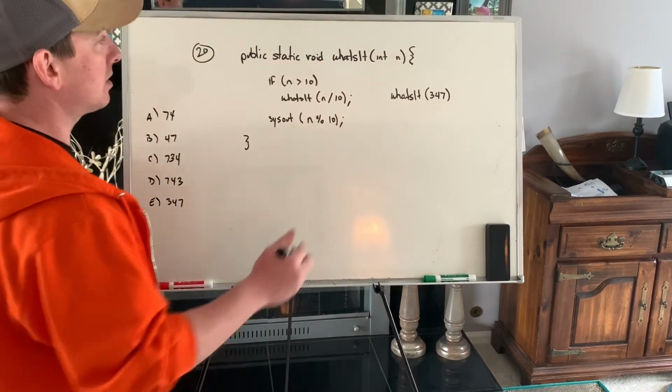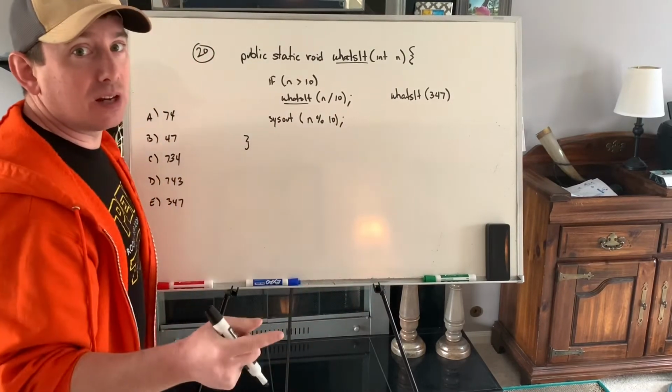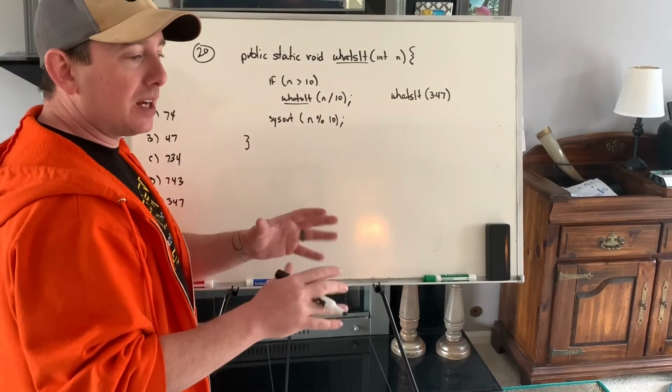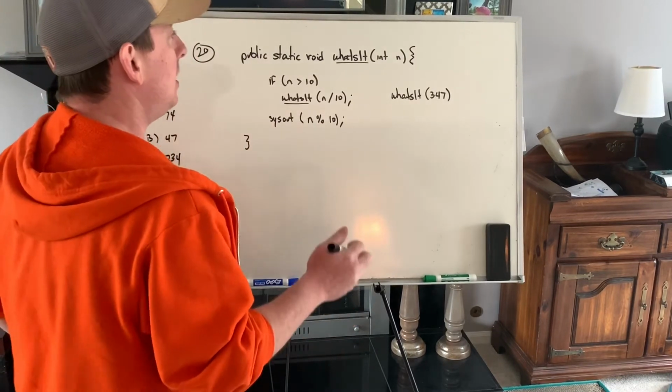Well, this is how it works. Recursion is what happens when you have a method calling itself. It's a fancy way of doing a loop. Sometimes it's kind of an elegant way of looping through, or an easier way of looping through stuff.